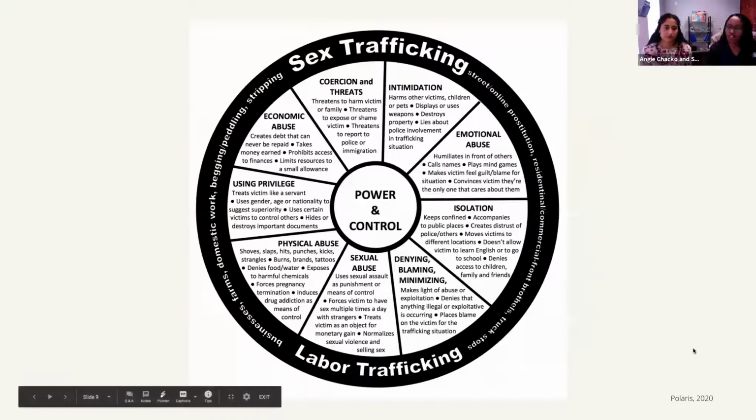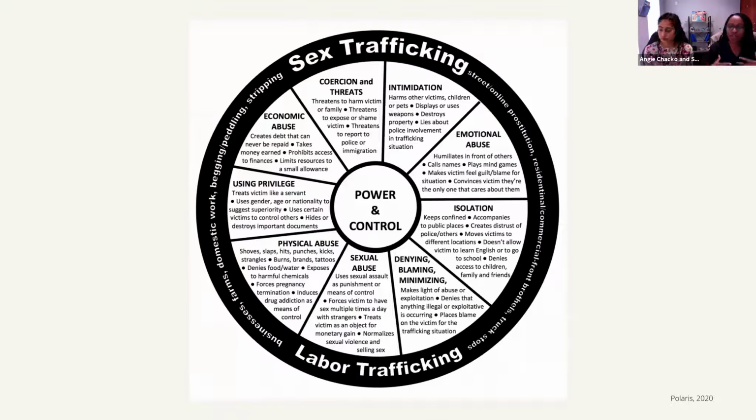So this is the power and control wheel, and this really shows why victims remain in these circumstances, because from the outside looking in, at times it can be easy to try to rationalize why they're staying. You may even think in the back of your head, why don't they just leave? It's a lot more complicated than we may see, and because of this power and control wheel, that's what's at play. Not all of these pieces have to be used with the victim, but at least several of them will be used with every single victim.